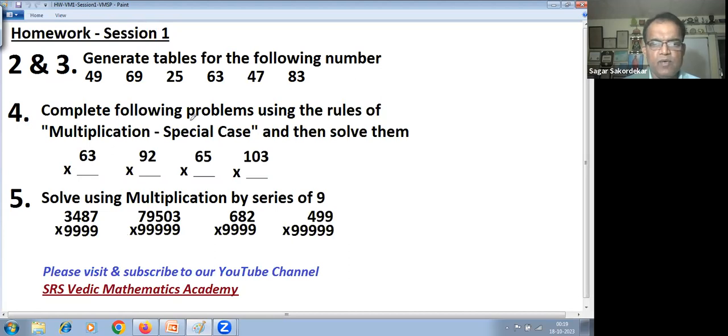Second, it says complete the following problems using the rule multiplication special case and then solve them. The first number is given, the second number you have to generate. Okay, we have taken one example. First, you have to complete this problem and then solve it. Fifth topic, multiplication by series of nines. Four problems here. So solve all these problems.